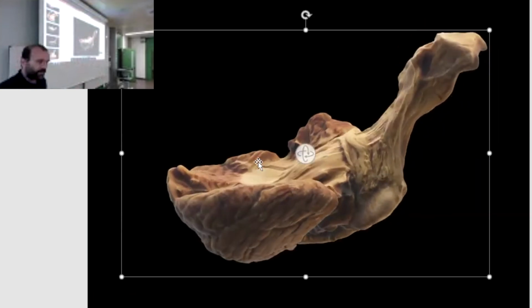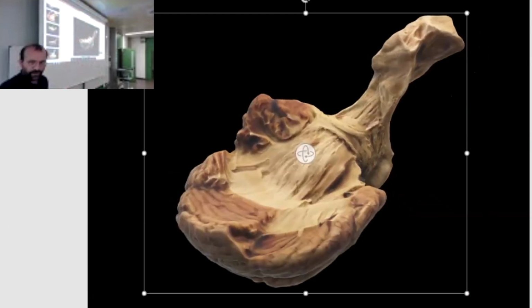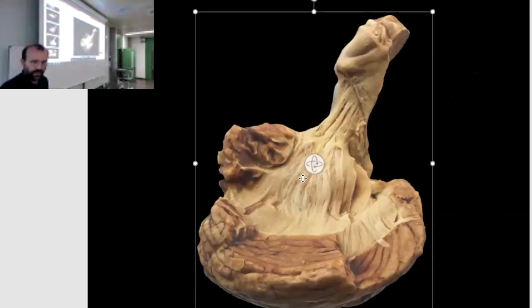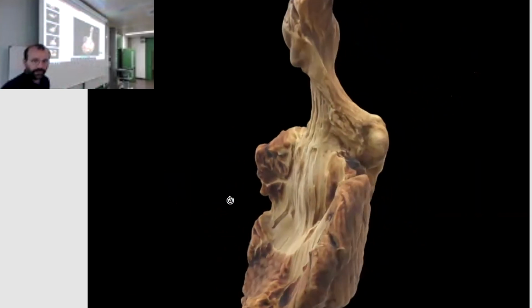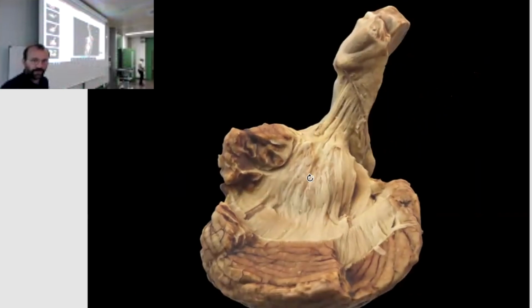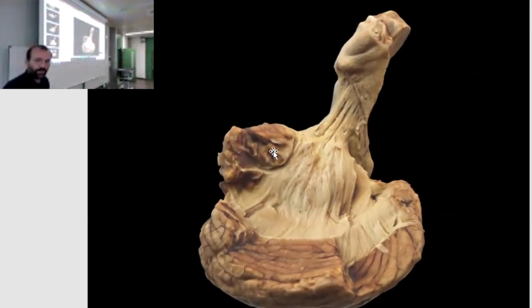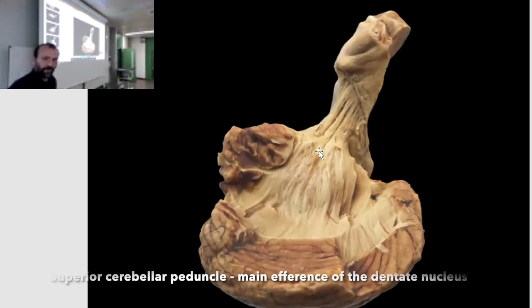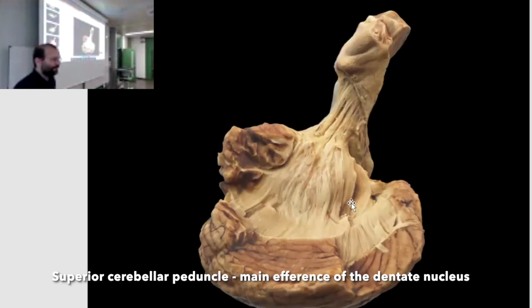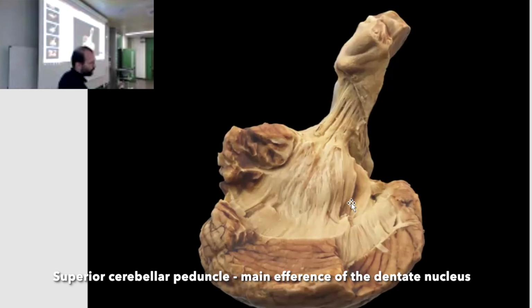This is a rather difficult step of dissection. Let's see what we can get. Last step, removal of the inferior cerebellar peduncle will allow us to represent the whole of the superior cerebellar peduncle. And you will see how this is the main efferent, the chairman, as Dr. Serra was saying, the main efferent of the dentate.